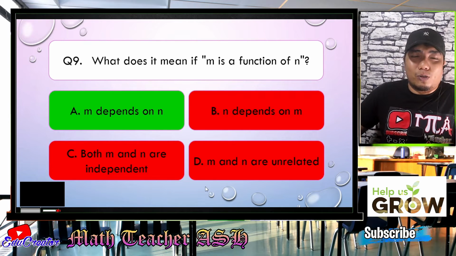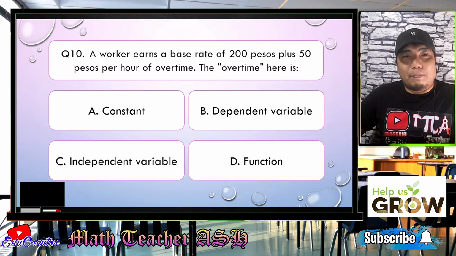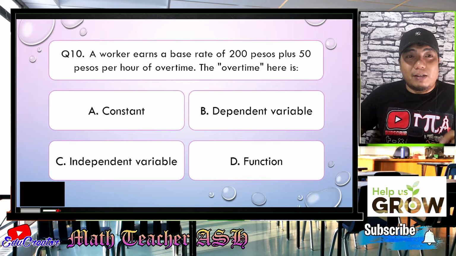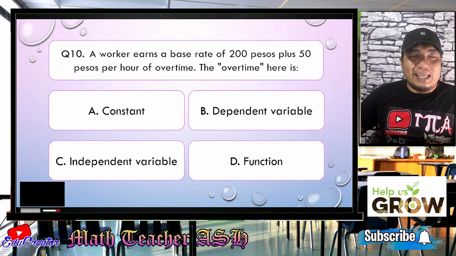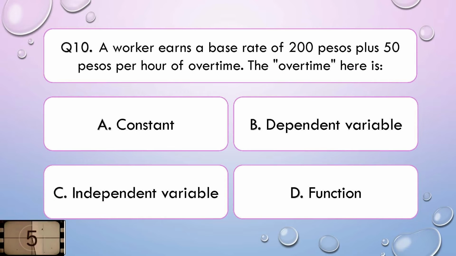Now, let us go to question number 10. A worker earns a base rate of 200 pesos plus 50 pesos per hour of overtime. The overtime here is it A, constant, B, dependent variable, C, independent variable, or letter D, function? I'll give you 5 seconds to think about your answer.